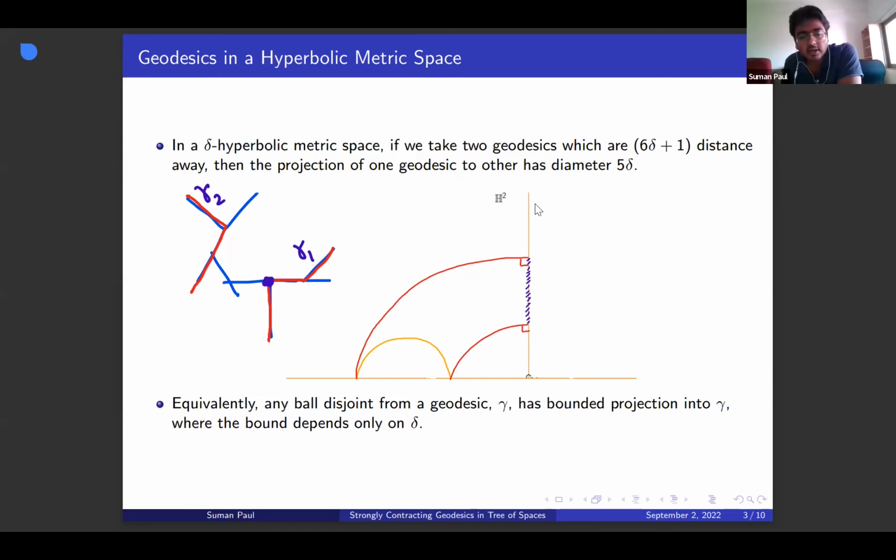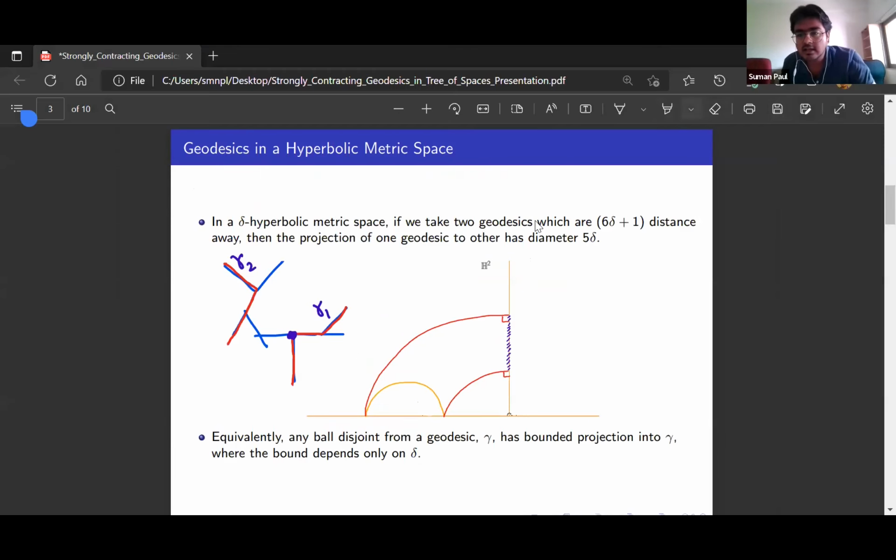Okay, where the bound depends only on the delta. So what do I mean by that? You take any ball which is disjoint from this straight line geodesic, and you take the nearest point projection. Okay, and then this set will be uniformly bounded for any ball which is disjoint from this gamma. Okay.